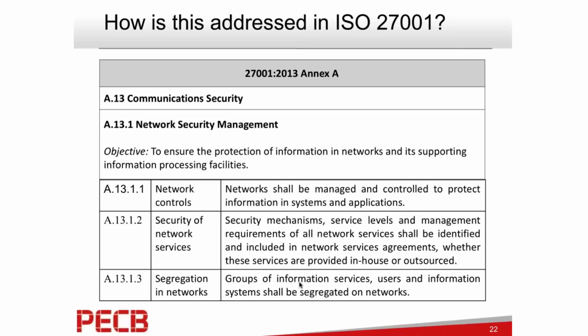The second control is 13.1.2, security of network services. It states that security mechanisms, service levels, and management requirements of all network services shall be identified and included in network services agreements, whether these services are provided in-house or outsourced.